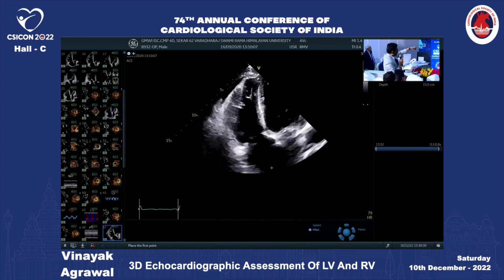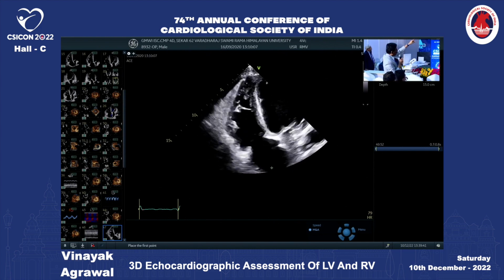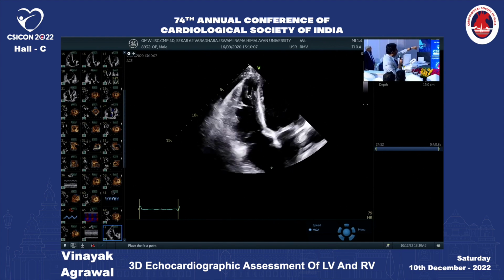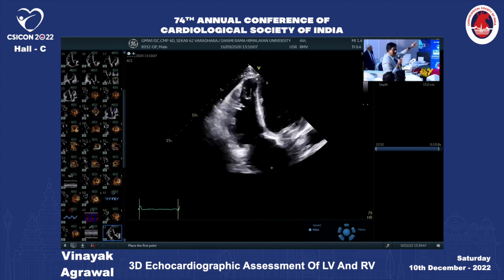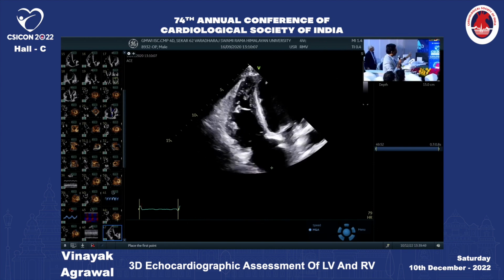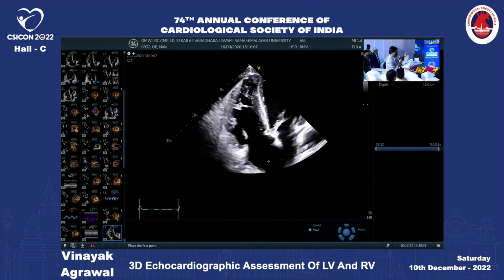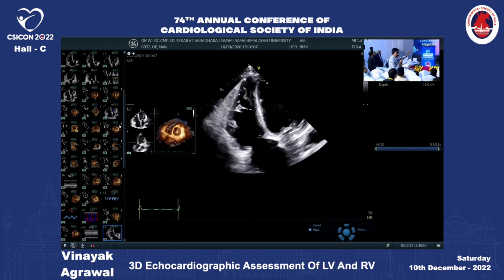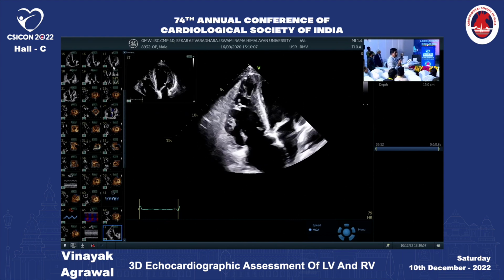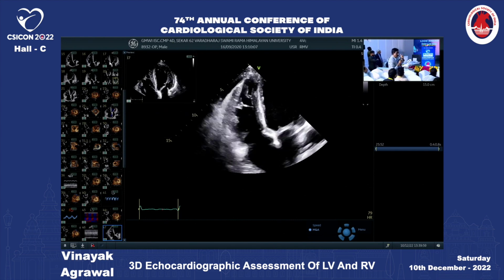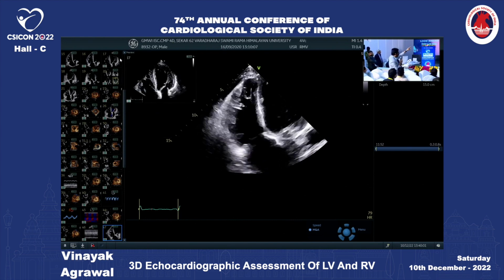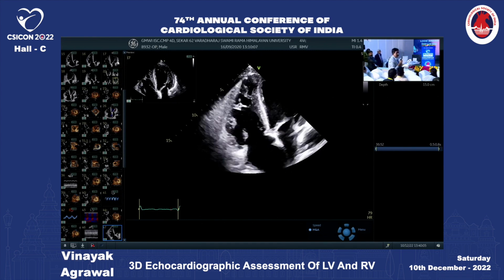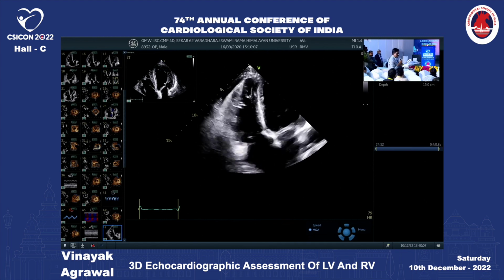One more advantage of the RV focused view: when we put pulse Doppler for TAPSE or tissue Doppler, the angle will be less than 20 degrees. In the apical 4-chamber view, when you put the tissue Doppler angle, sometimes it may be more than 20 degrees. If you get more than 20 degrees, your values will be wrong. In the RV focused view, your tissue Doppler angle will be less than 20, and your results will be robust.